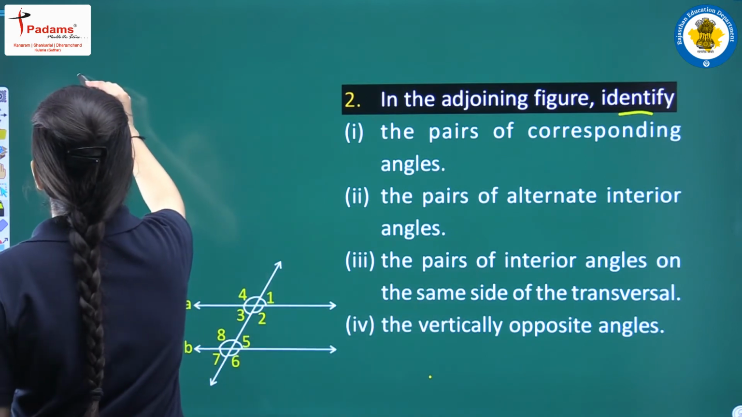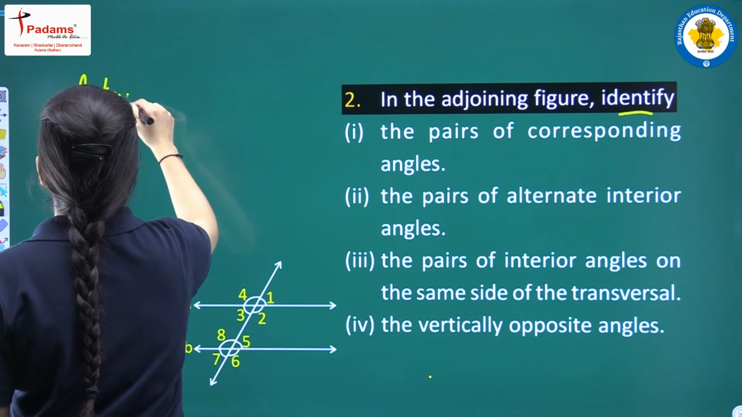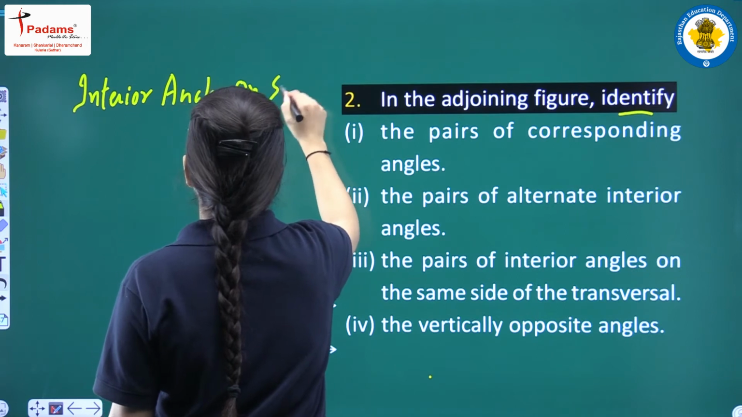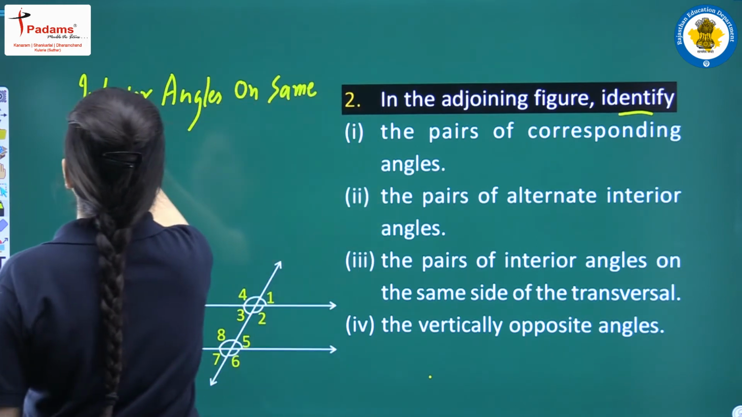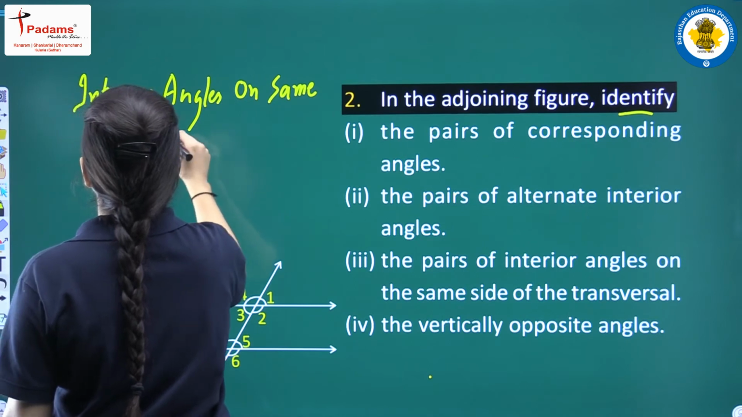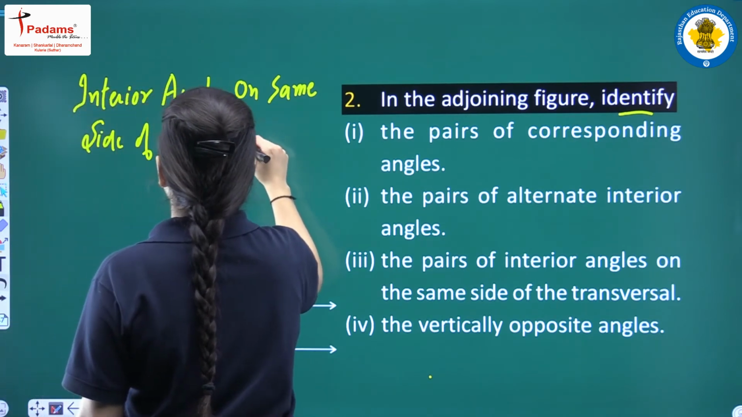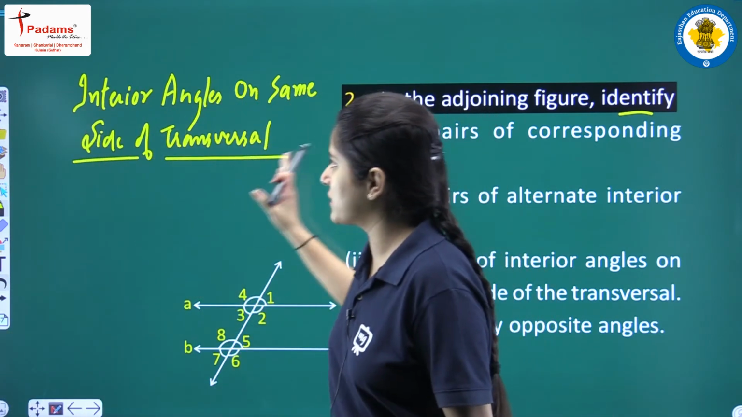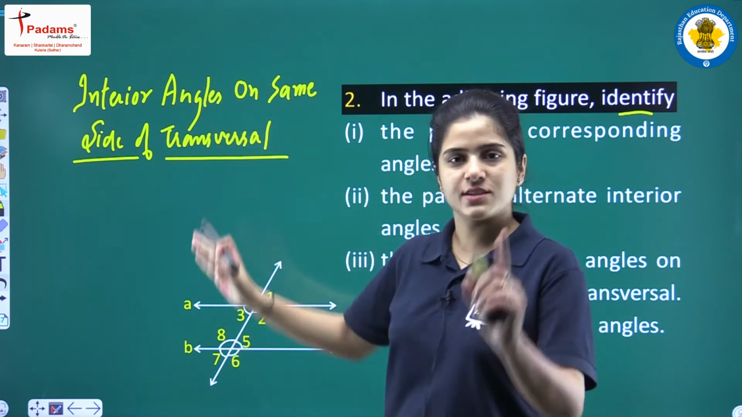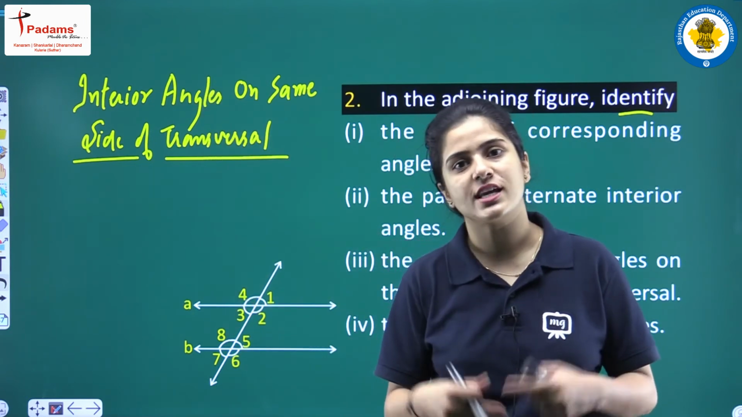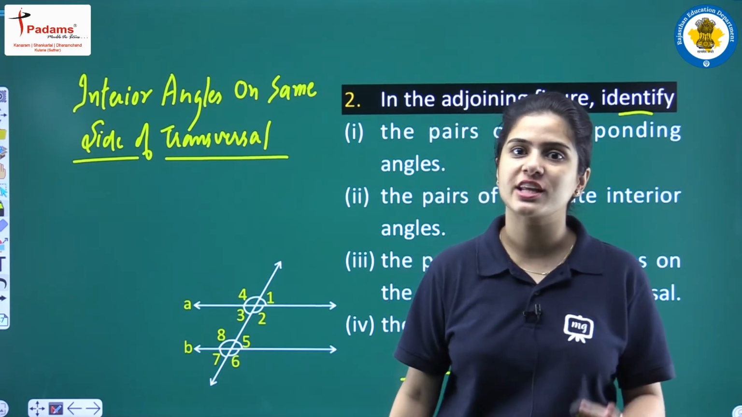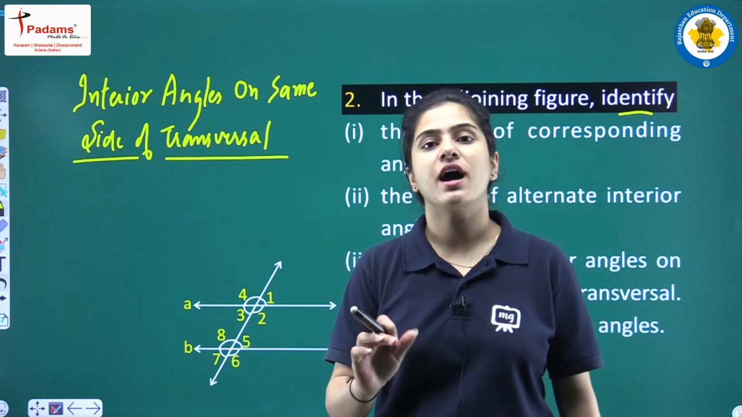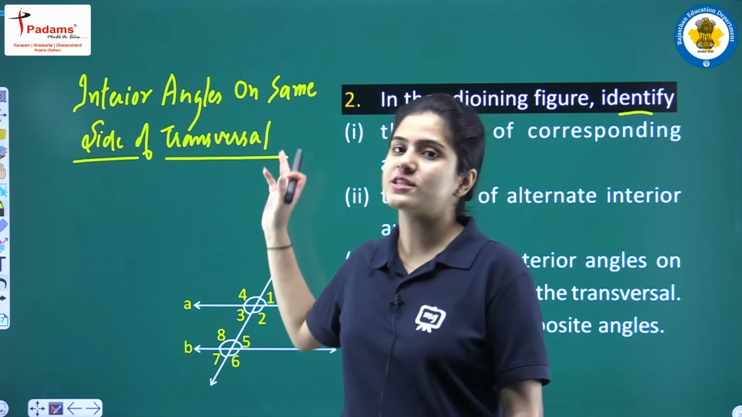Interior angles on the same side of the transversal. Now there is no condition to write, as both the conditions are given in this particular thing only. Interior angles: the two angles should be interior angles. And the second condition is that both should lie on the same side of the transversal. We don't need to write any condition here because both conditions are already given.